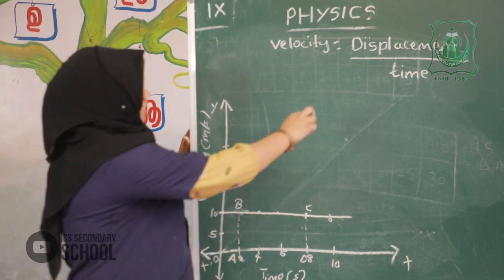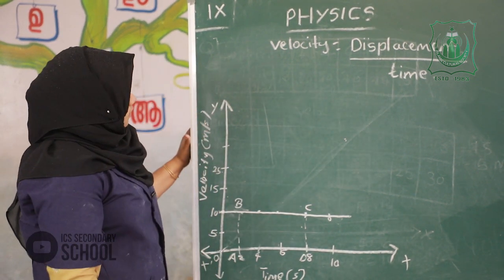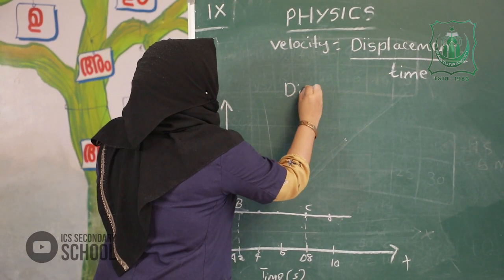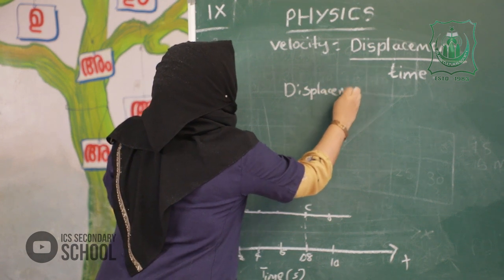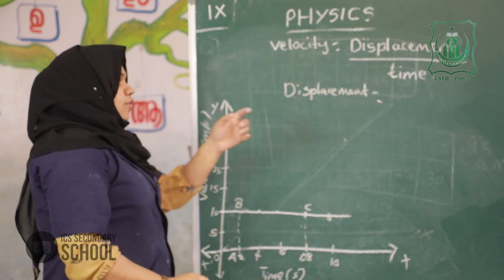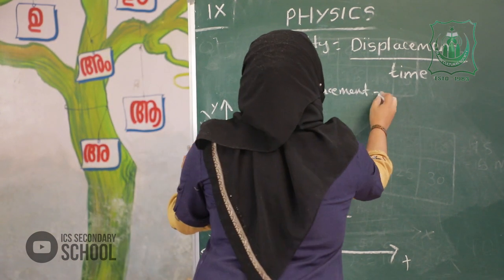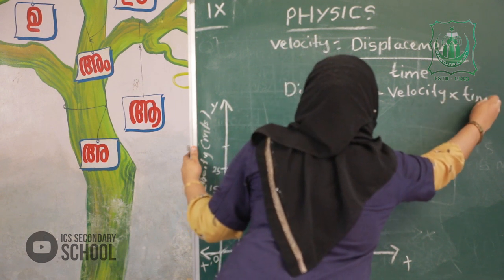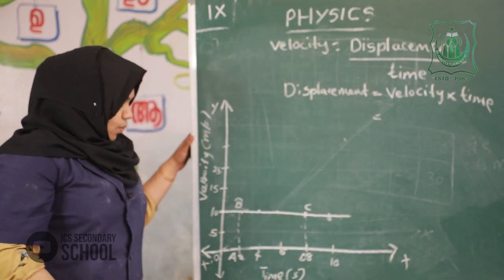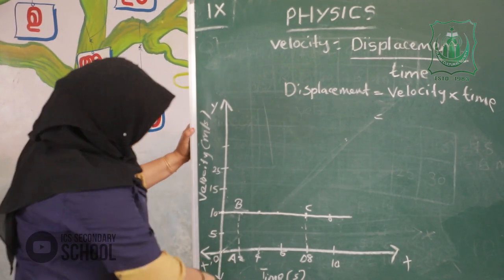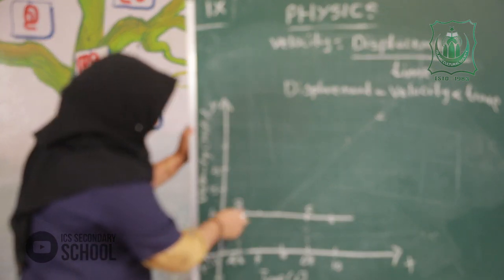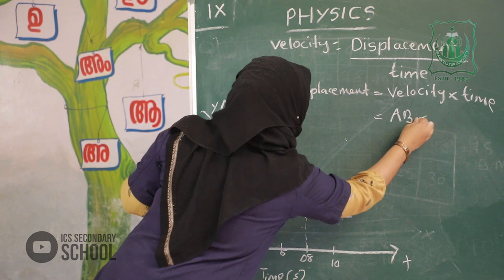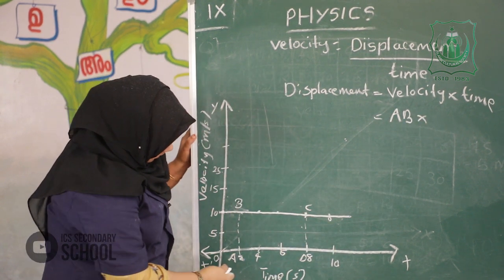Okay, we know that velocity is equal to displacement by time. Then how to find out displacement from this equation? Displacement is equal to velocity into time. Yes. What is the velocity here? Yes, velocity is equal to AB. What is the time? Time is AD.